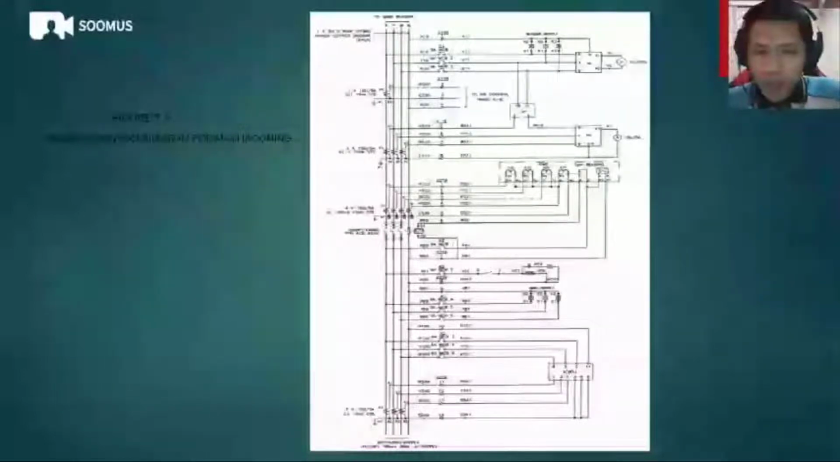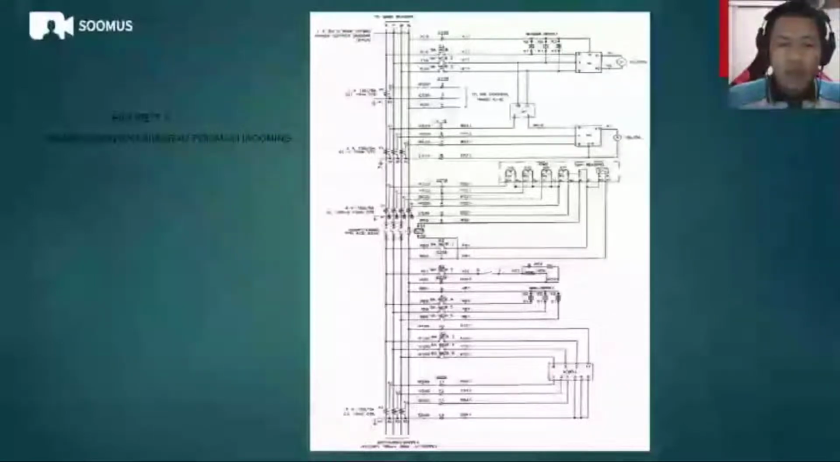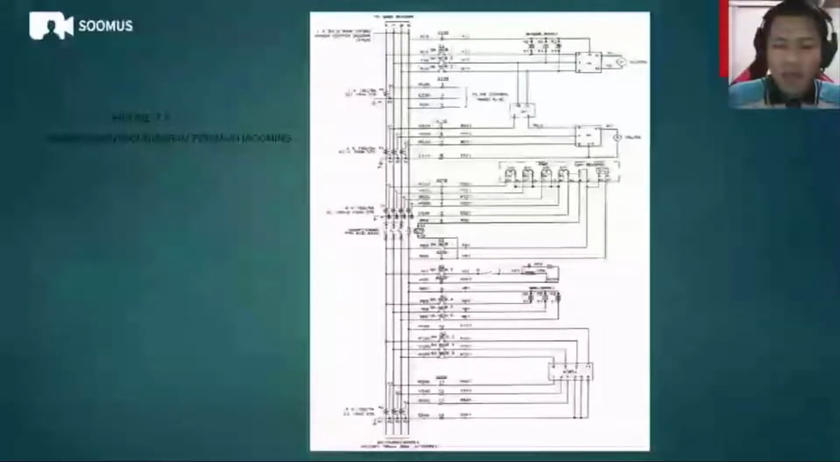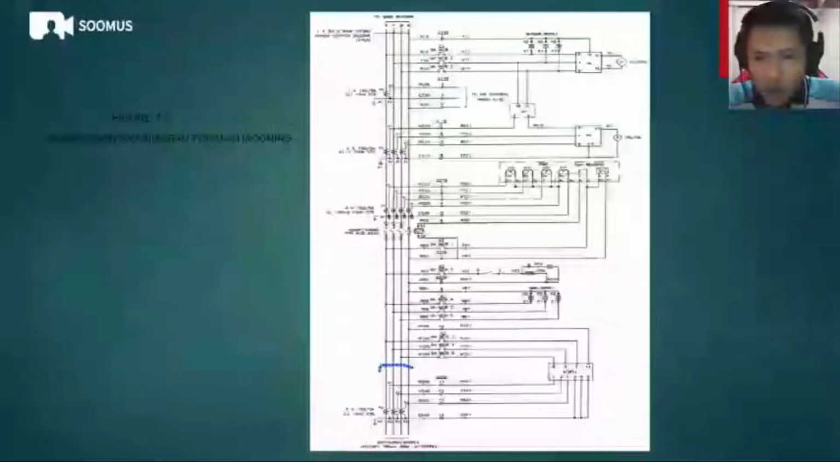So in this diagram, there are four lines, which means that it has red, yellow, and blue, and another line is for the E, which is for neutral that connects to ground. So it is three phase to single phase. So this is the four lines.